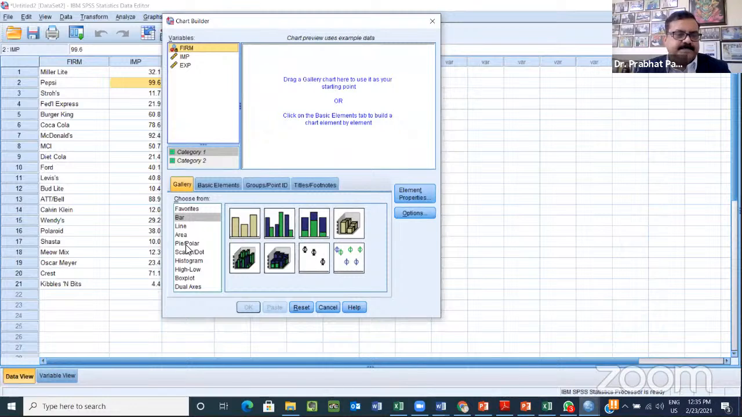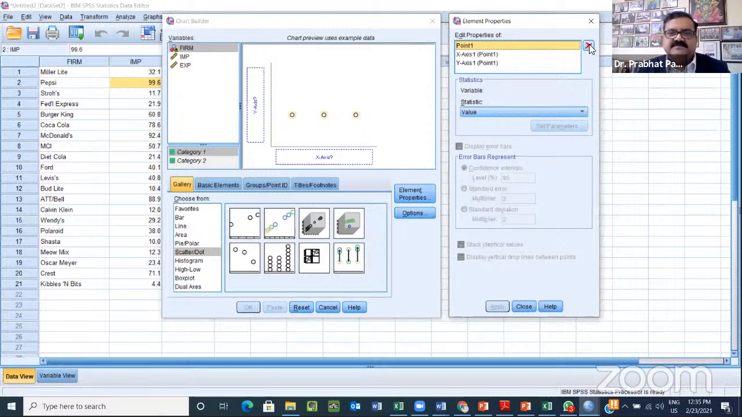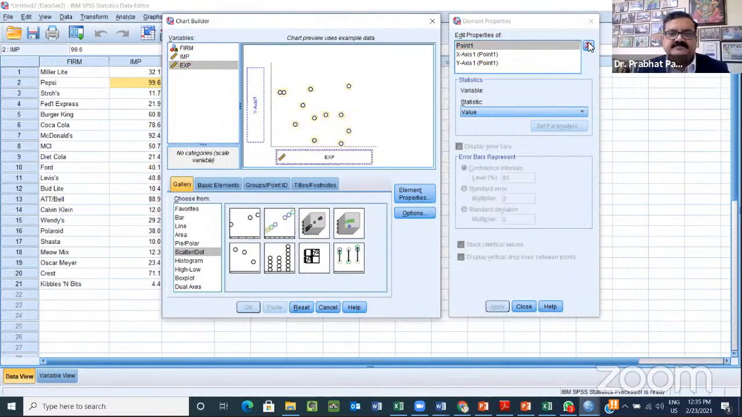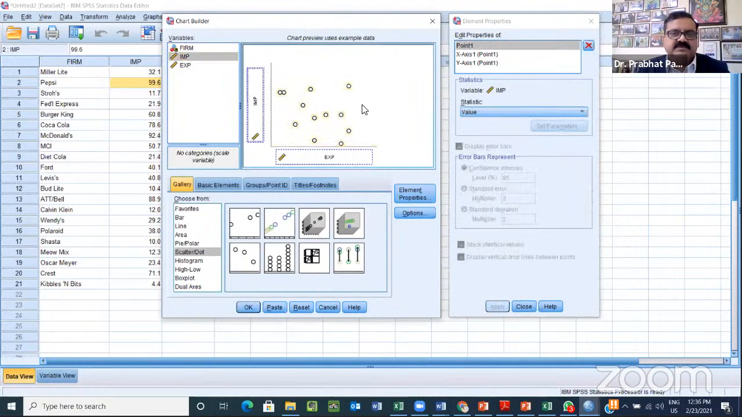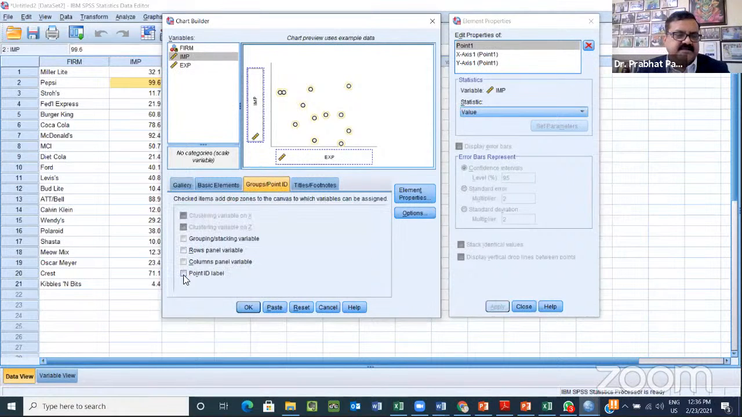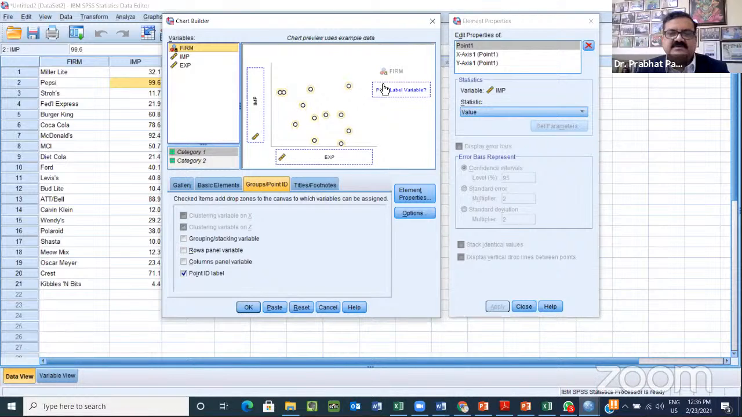So I'm going to make the scatter plot again. Here, let me take one of the variables, impression, over here, and go to, let's say, point ID. So I have created point labels, and I said, okay, also give me the name of the firms.